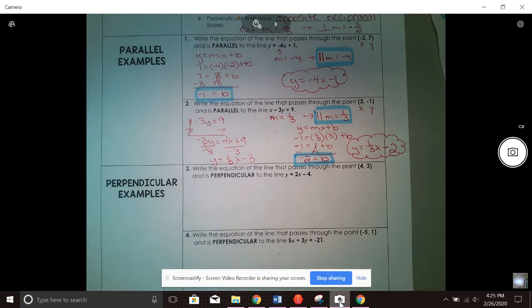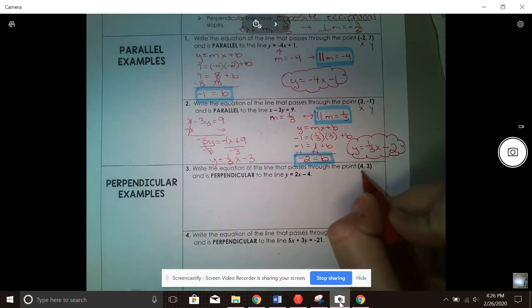Whew, okay, that was a lot about parallel. Now let's talk about perpendicular. The process is really similar, except the adjective has changed. We're not trying to build a parallel set of lines anymore. Now we're trying to build a perpendicular set of lines. Let's read the question. Write the equation of the line that passes through the point 4, 3 and is perpendicular to the line y equals 2x minus 4.